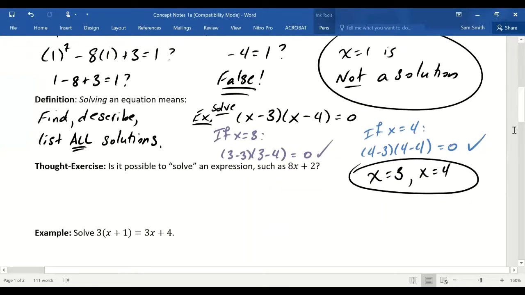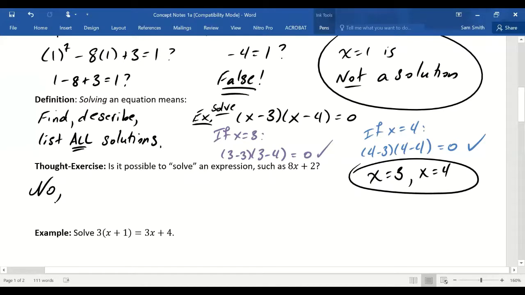Okay. Now, what if you're given an object like 8x plus 2, where there's no equal sign, there's not even an inequality sign, there's just this expression here? Is it possible to solve something like this? And unfortunately, or fortunately, the answer to that question is no, it's not possible.